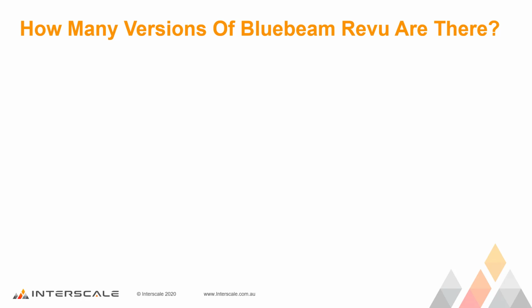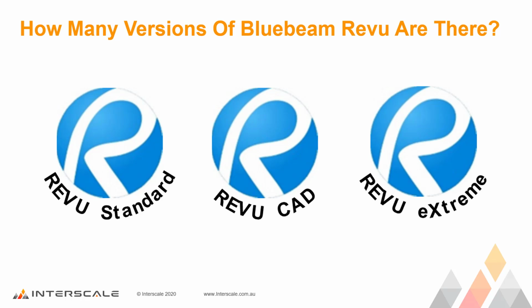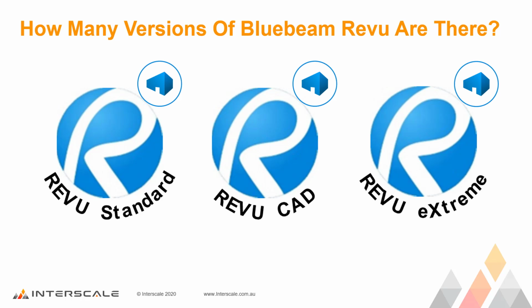There are three versions of REVU: REVU Standard, REVU CAD and REVU Extreme. All come with REVU Studio. Let's look at each of these in a little bit more detail.